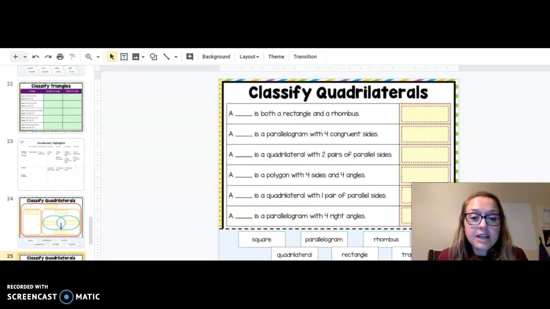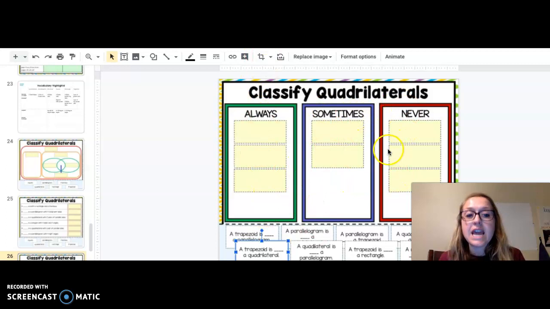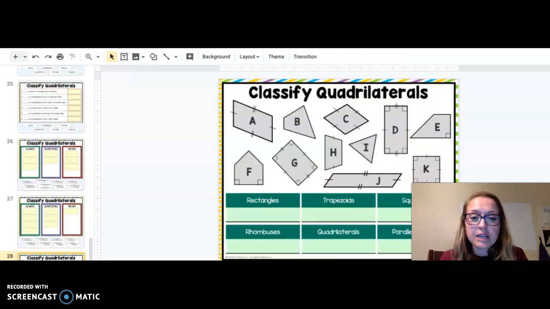Complete each sentence. Again, you're dragging it to finish the sentence or to fill in the blank. A blank is both a rectangle and a rhombus. Place the sentences in the correct box based on which word always, sometimes, or never fits in the blank. Drag the pieces on top of the yellow dashed boxes. So it says a trapezoid is blank a quadrilateral. Is it always a quadrilateral? Is it sometimes a quadrilateral, or is it never a quadrilateral? And we're going to keep going there.